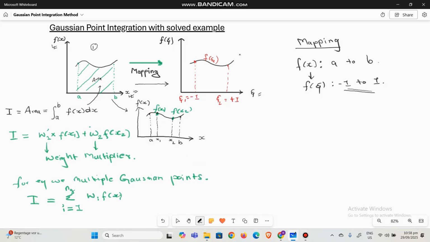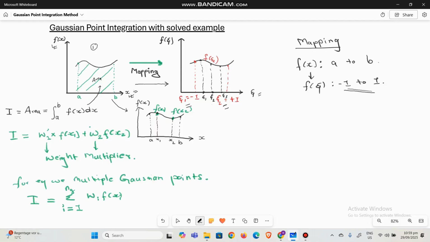For example, let's say we have multiple Gaussian points. Let's say we have 3 Gaussian points. Then, let's say this is the first Gaussian point, this is the second Gaussian point, this is the third Gaussian point. So this is xi1, this is xi2, this is xi3. So for this example, we have xi1, xi2, xi3. We have 3 Gaussian points. You may have already guessed that the more Gaussian points, the more accuracy.